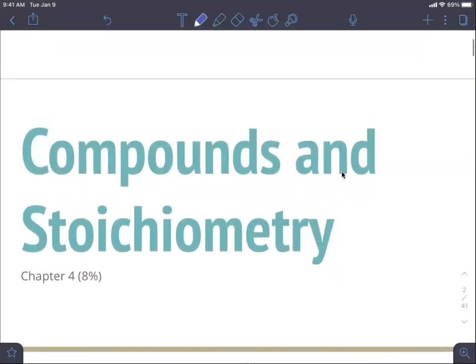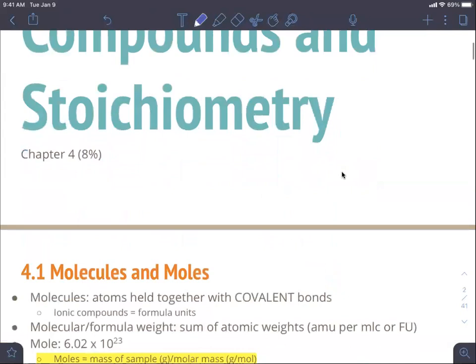So the first chapter is chapter 4, compounds and stoichiometry. You can see that it's 8%. So it's pretty important, but the principles you learn, especially for stoichiometry, apply all throughout general chemistry and also in organic chemistry as well. So it's really important to know this stuff.